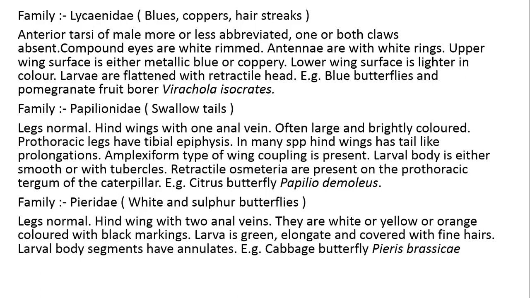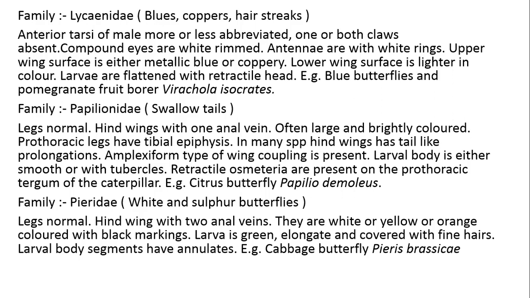Next family is the Papilionidae, swallowtails. Legs normal, hind wings with one anal vein, often large and brightly colored. Prothoracic legs have tibial epiphysis. In many species, hind wings have tail-like prolongation. Amplexiform type of wing coupling is present.